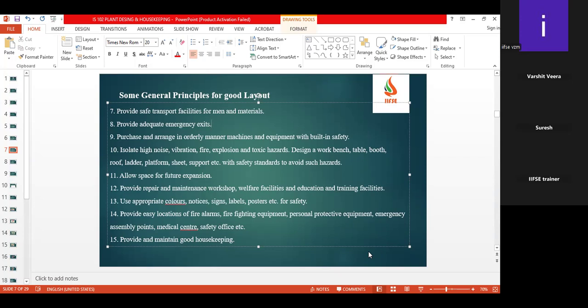So when we say colors, notices, signs, and labels and posters, anybody can give an example for this? Point number 13, appropriate colors. This point we have discussed already.